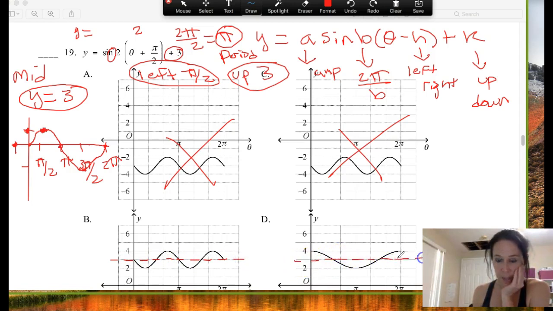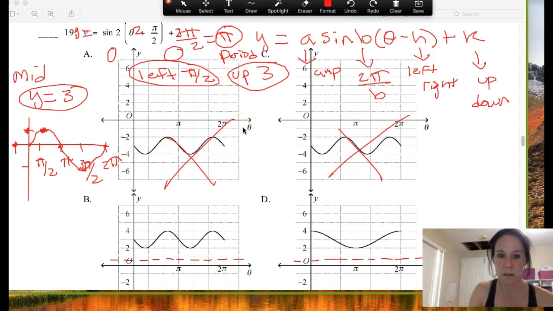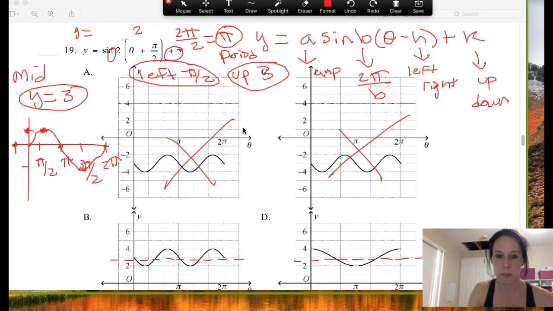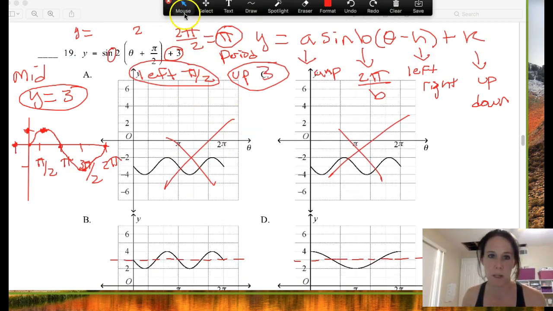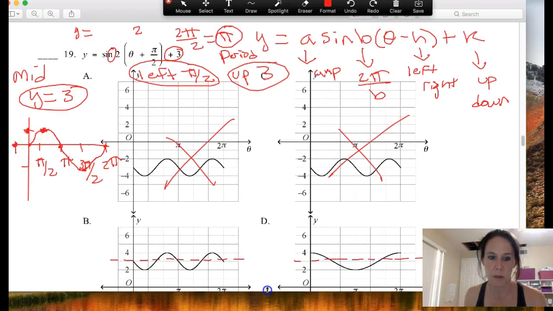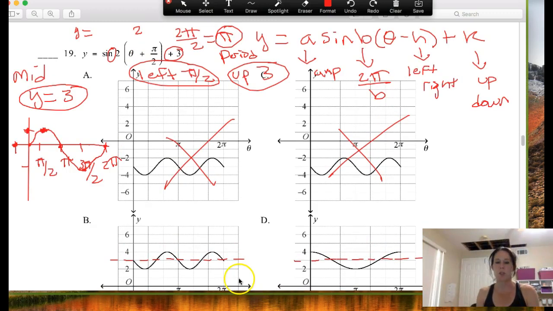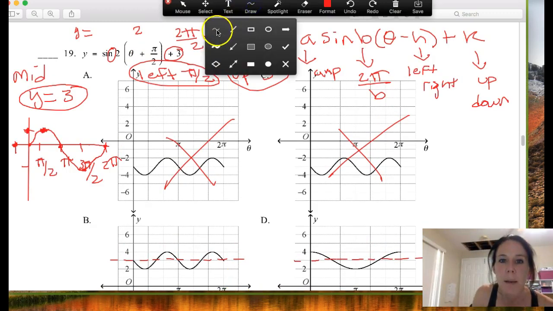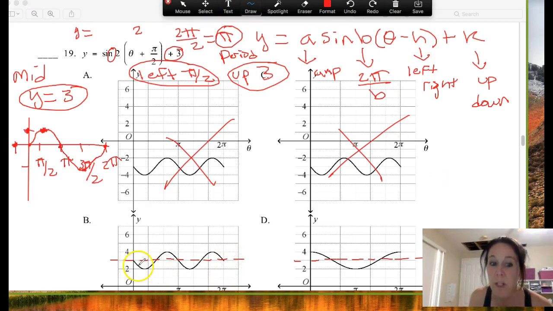This one also has it. Now I know it has to go a period of pi, which means in 2 pi, if I scroll down here, I don't know if I can make this a little bit bigger. Hold on. Let me see if I can stretch this out, if it will mess it up. Yeah, it's going to mess it up. Okay, that's okay. That means in 2 pi, right here, I have to go 2 cycles.